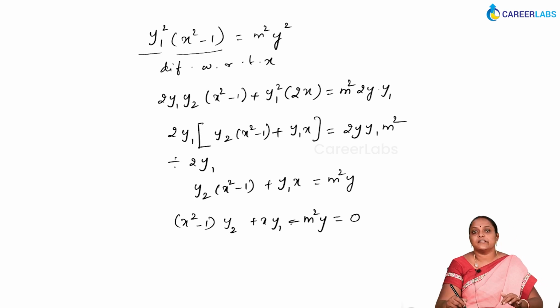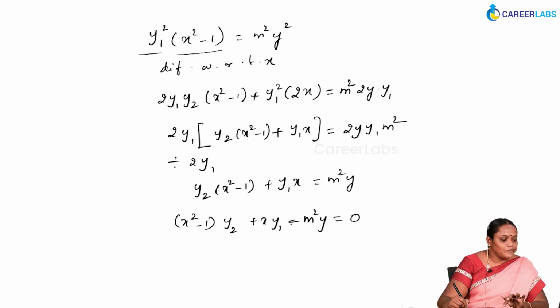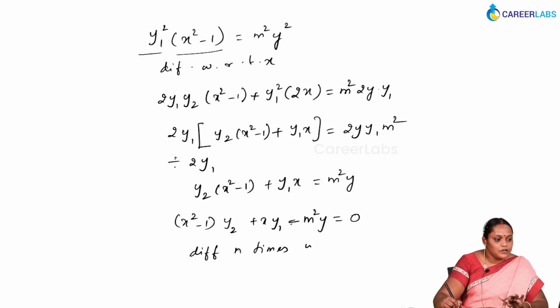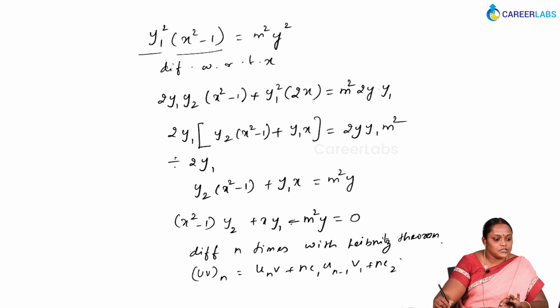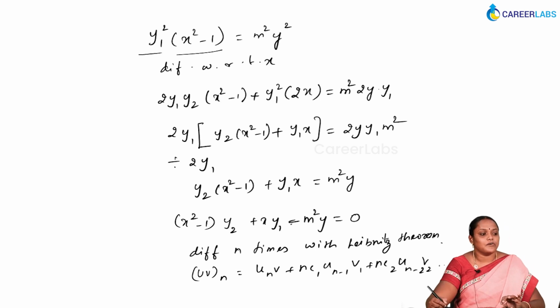Now we are going to differentiate the same n times with the help of Leibniz theorem, that is (uv)n is equivalent to un v plus nC1 un minus 1 v1 plus nC2 un minus 2 v2 and so on. So we are going to differentiate n times with respect to Leibniz theorem.